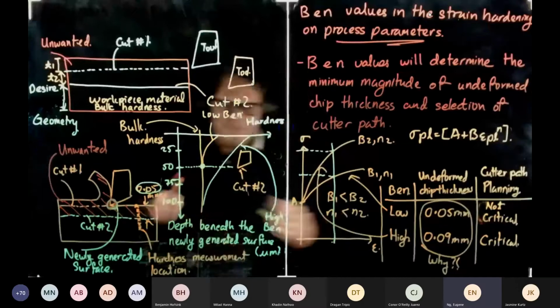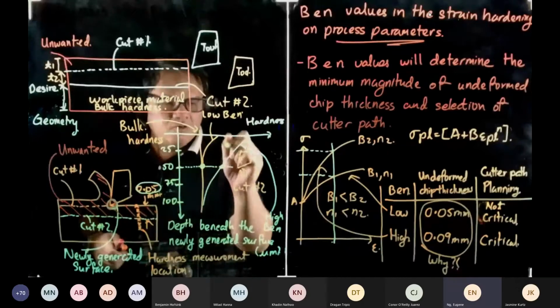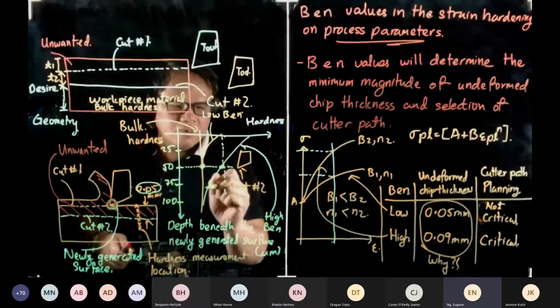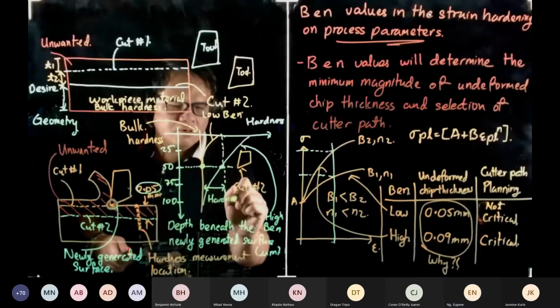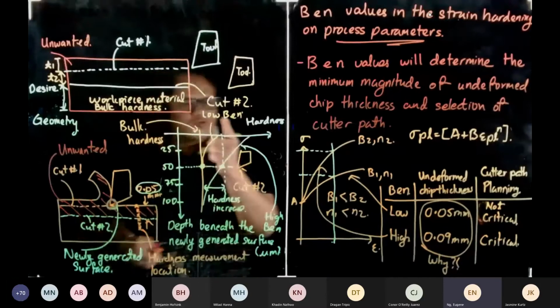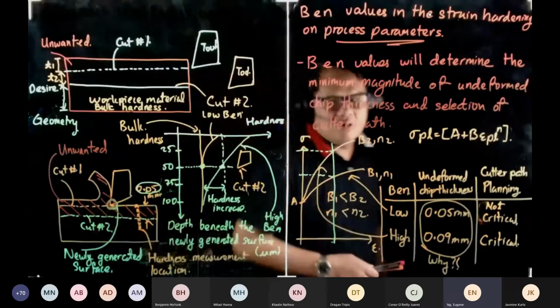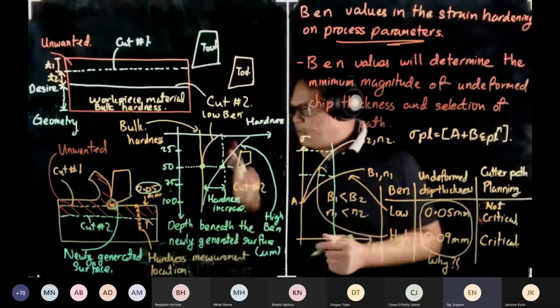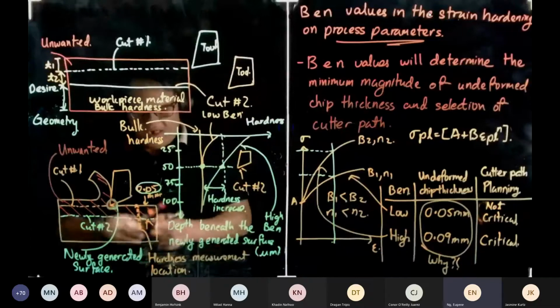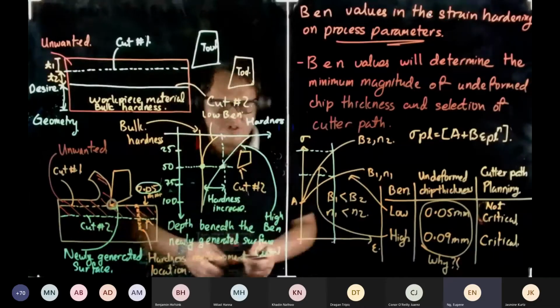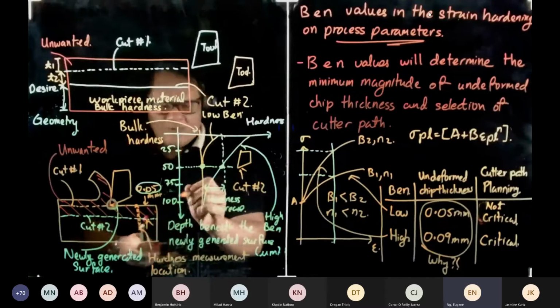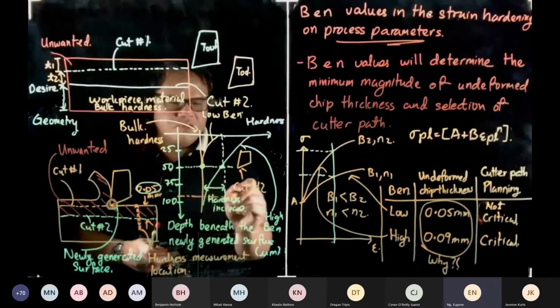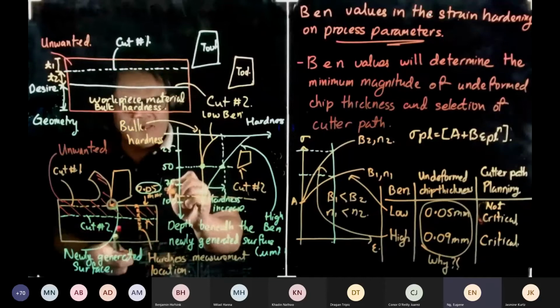When your BUE is high, you look at this value over here. This is the hardness increase. So if we were to take 50 microns, we're going to be in trouble. We're going to hit the workpiece that is harder than the bulk hardness. That's going to be a problem. So now, what is the solution? Cut number 2 will be at 90 micrometers.